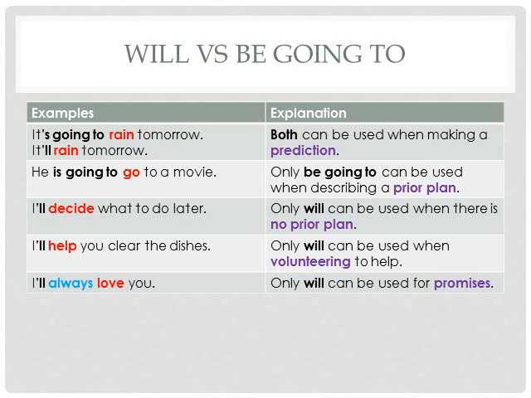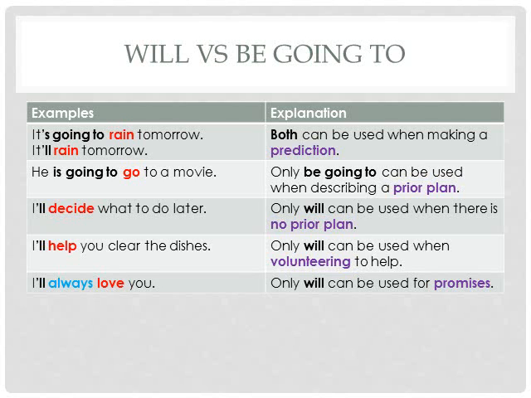The other time that only will can be used is for promises. Okay, when you're promising something in the future. So like, I'll always love you. In this case, you're promising to love the person. And we wouldn't say I am going to always love you, because that sounds like a prior plan, that you have a plan to always love the person. Okay, so for promises, volunteering, and no prior plan, we have to use will. For a prior plan, we have to use be going to, and for a prediction, we can use both.